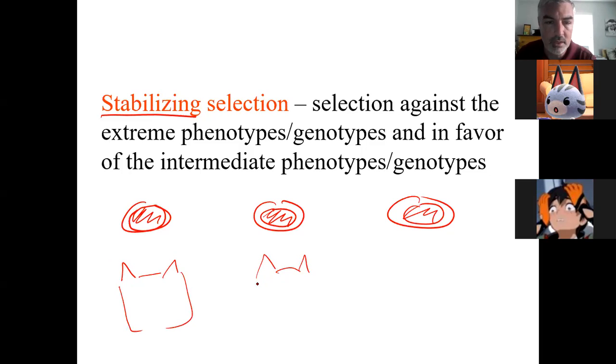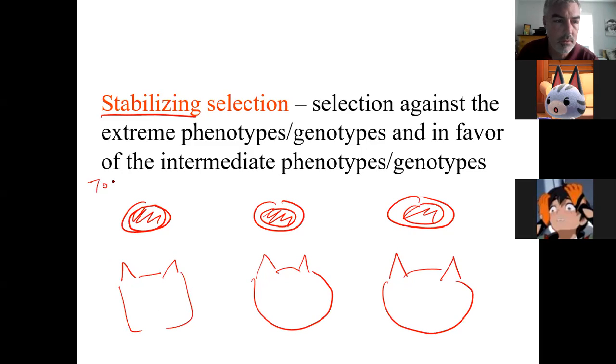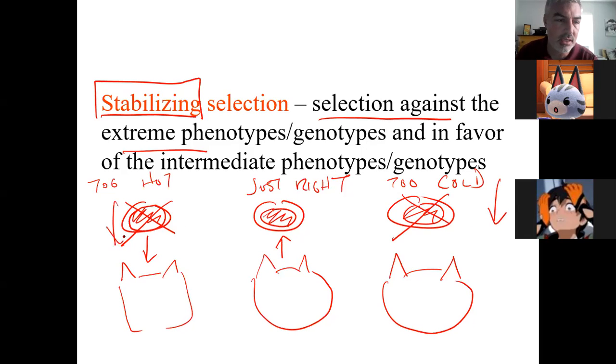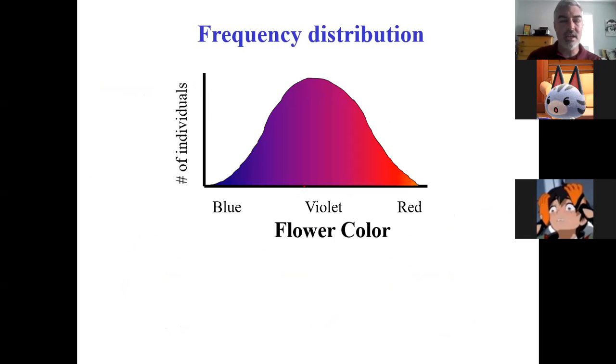They're saying, oh man, one of them is going to be too what? Too hot. One was too cold. And the other was just right, kind of right in the middle. So I want you to think about stabilizing selection as selecting against extremes. We would select against hot, we'd select against cold. We would want to select for this one. We would put arrows down here. We don't want these. We want this. That's stabilizing selection.